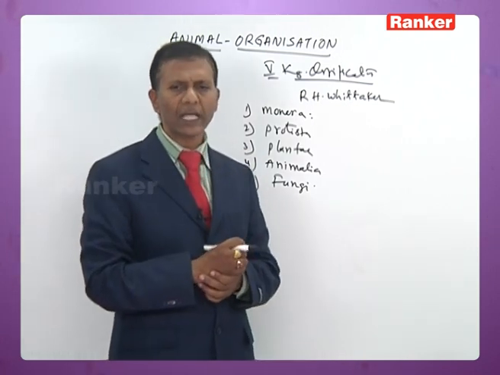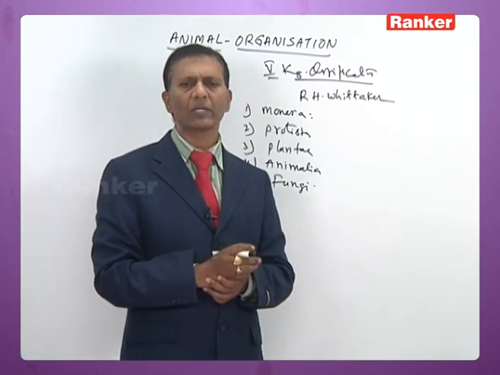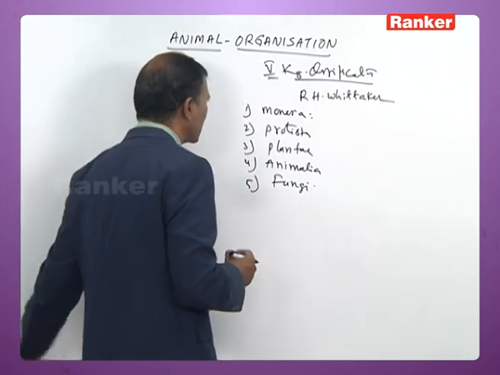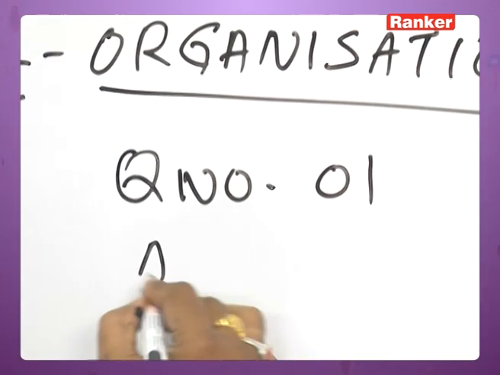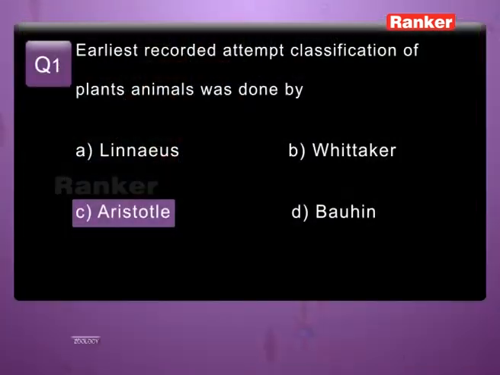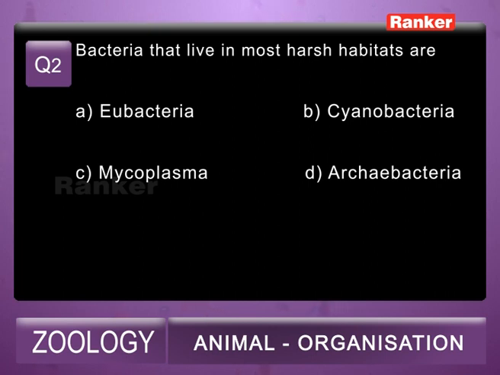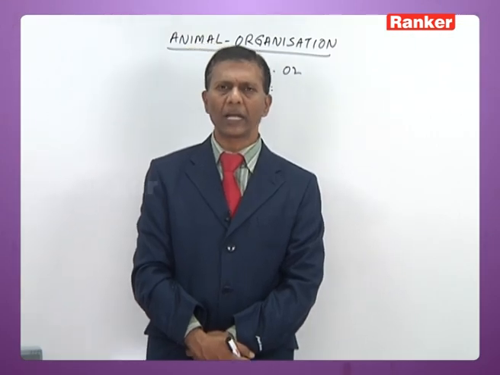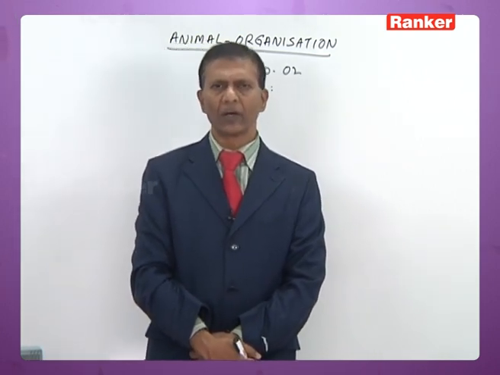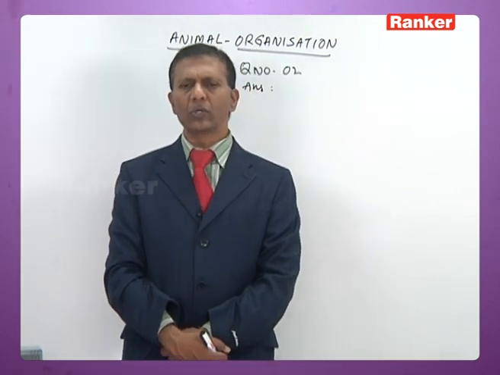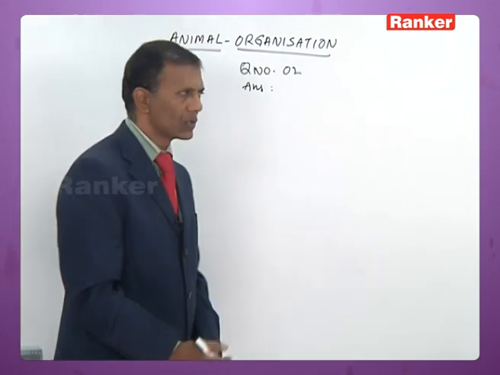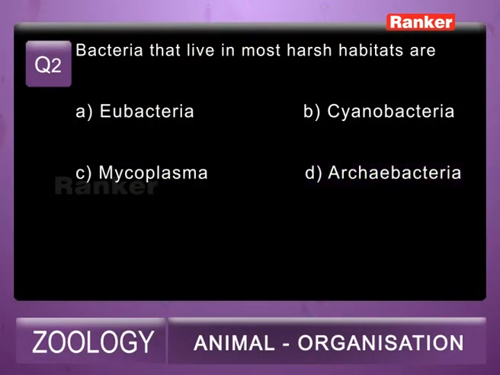The five kingdom classification was put forth by R.H. Whittaker. So, in the question, he says earliest recorded attempt of classification, it was done by Aristotle. So the first question correct answer is C, Aristotle. The next question, number 2: bacteria that live in most harsh habitats are A. Eubacteria, B. Cyanobacteria, C. Mycoplasma, D. Archaebacteria. Archaebacteria are the bacteria which live even in harsh habitats like extreme cold, extreme heat, sulfur springs, and even salt pans. So question number 2, the correct answer is D, Archaebacteria.